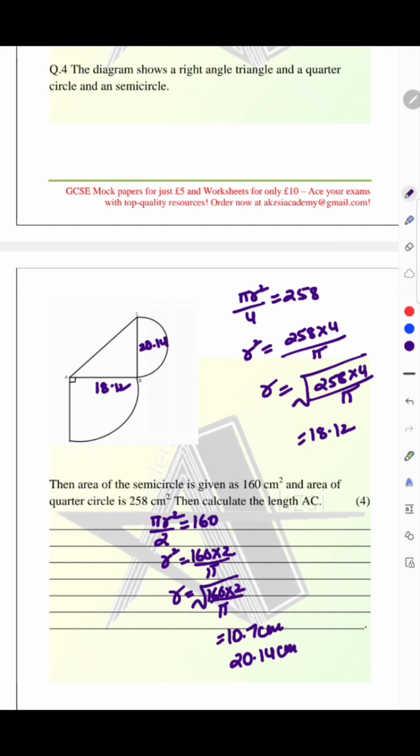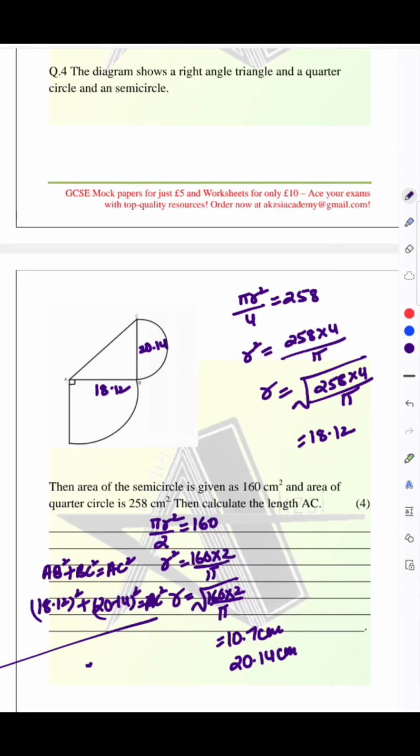Now to calculate AC, because it's a right angle triangle, we have to apply Pythagoras. AB squared plus BC squared is equal to AC squared. That means 18.12 whole squared plus 20.14 whole squared is equal to AC squared. So this will give you AC is equal to 27.09 centimeters, and that's your final answer.